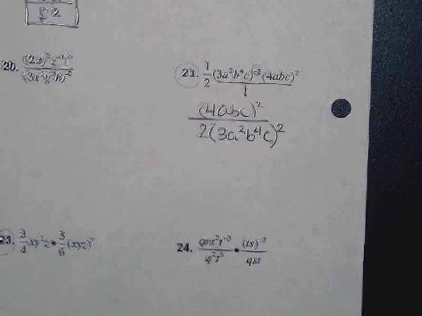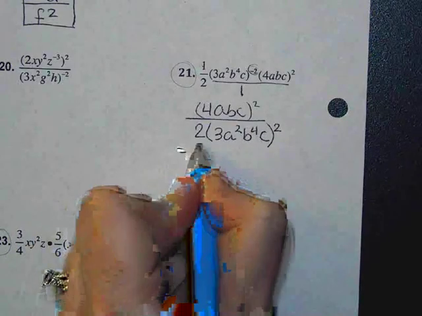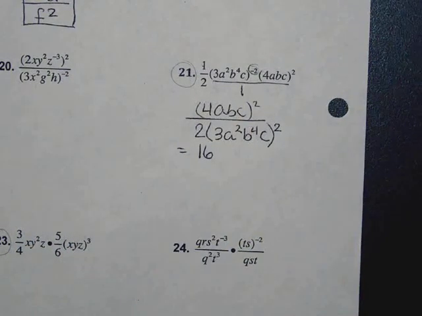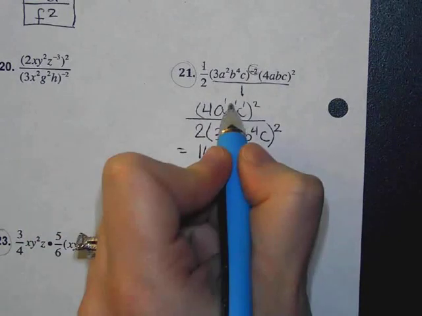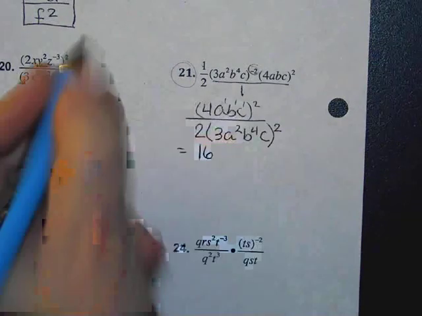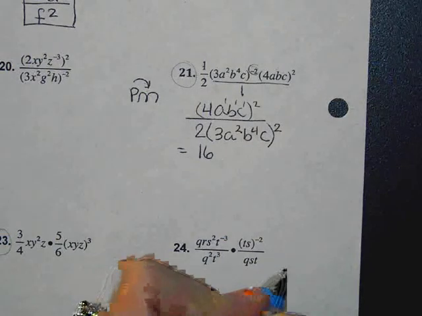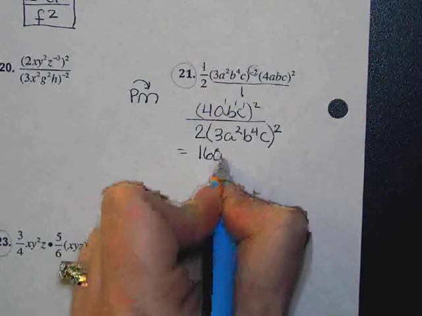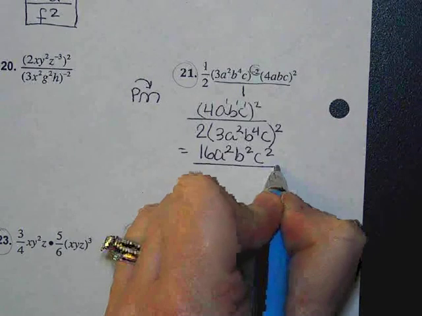So now I need to distribute those power to a power. 4 is a regular number, so it gets squared just like regularly. So that'd be 16. A, b, and c all have exponents of 1. So we're doing power raised to another power would be the PM part of Mads PM telling me to multiply. So this would be a squared, b squared, c squared.